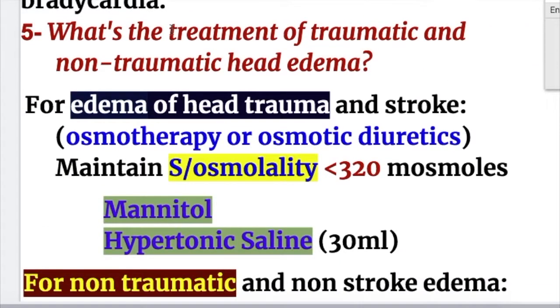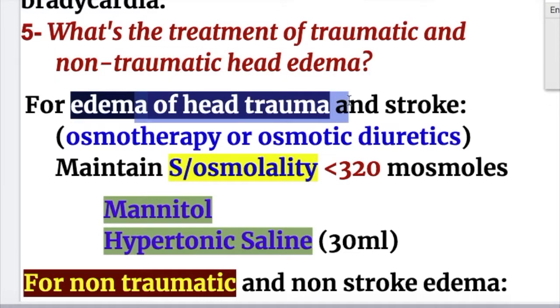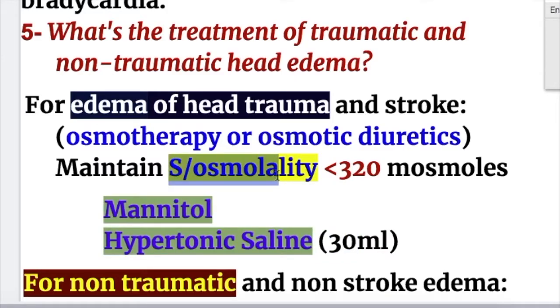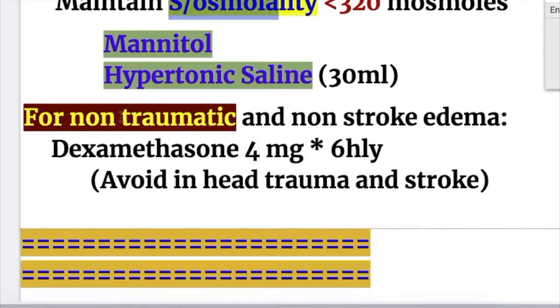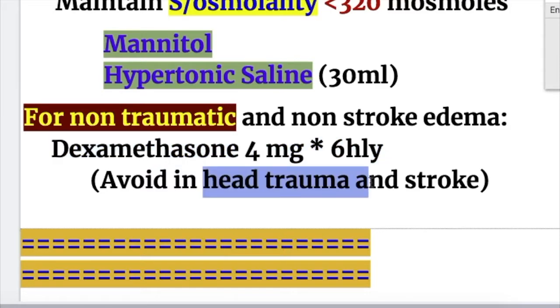Question 5. What's the treatment of traumatic and non-traumatic head edema? For edema of head trauma and stroke, osmotherapy is done with mannitol and hypertonic saline, and serum osmolality is maintained at less than 320 milliosmoles. And for non-traumatic and non-stroke edema, dexamethasone 4 mg 6 hourly is given. Glucocorticoids are avoided in head trauma and stroke.